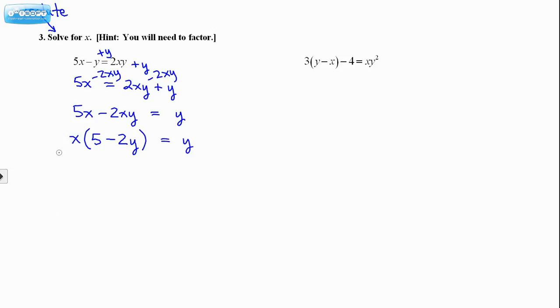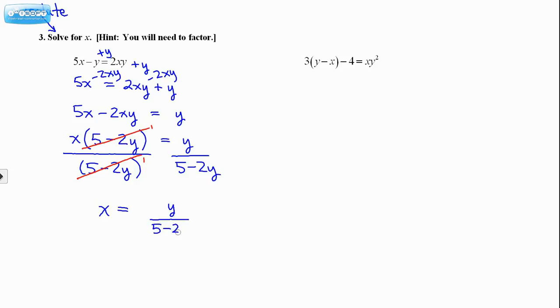Now x is only written once, and I was able to do that because I could factor it out of these two terms. And I will now divide both sides by 5 minus 2y. And what happens on the left? Anything divided by itself, except for 0, is 1. So I'm done. I have x equals y divided by 5 minus 2y. So I just took this original equation and rearranged it so now x is by itself.